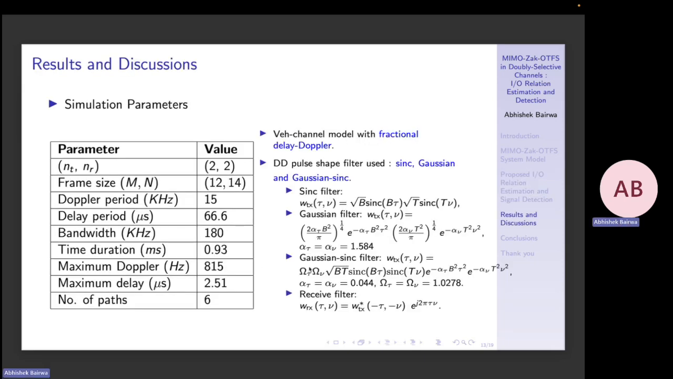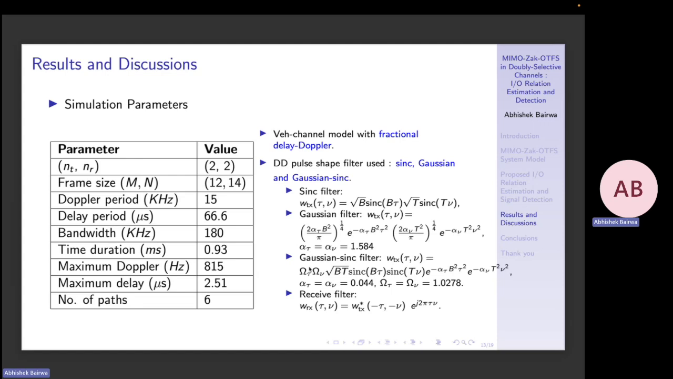I'll now present the results and discussion. We use the simulation parameters as follows. We use a 2 cross 2 MIMO Zak-OTFS system. We have a frame size of 12 cross 14, that is M is equal to 12 and N is equal to 14. Doppler period is 15 kilohertz. Bandwidth is 180 kilohertz, and maximum Doppler is 815 hertz. Maximum delay is 2.51 microseconds, and the number of paths is considered to be 6.